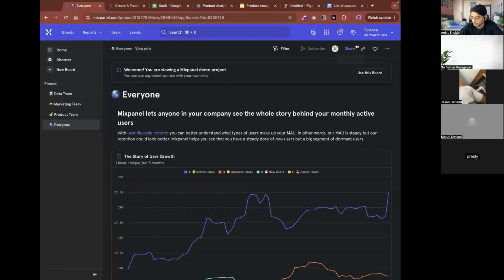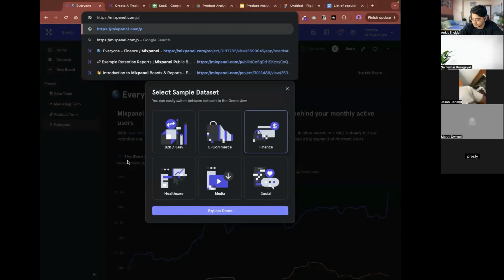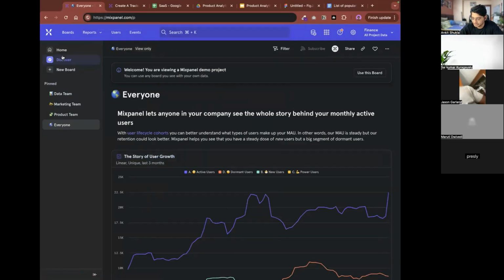In the sample data set, you'll just click on this. You will click on sample data set. You can use any of the data sets. Let's say I am using finance. So Mixpanel has been kind enough to give sample data sets, so you can casually browse their platform. Okay. So let's say we are in the sample data set.